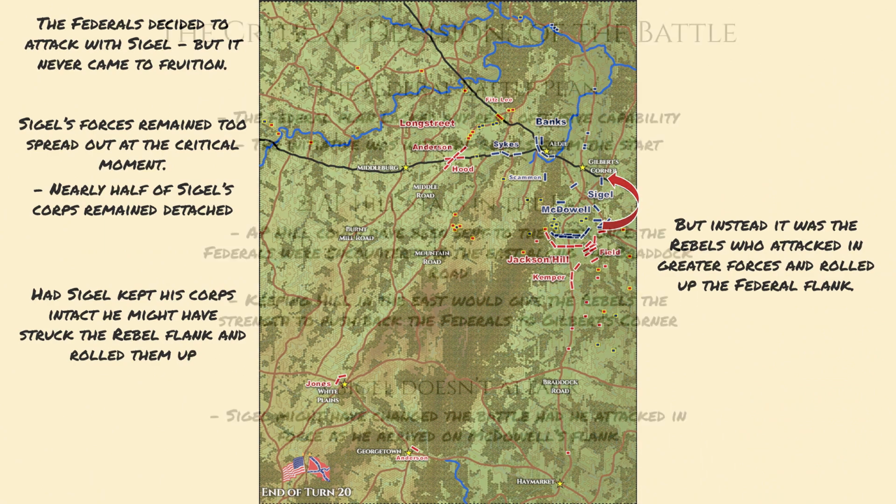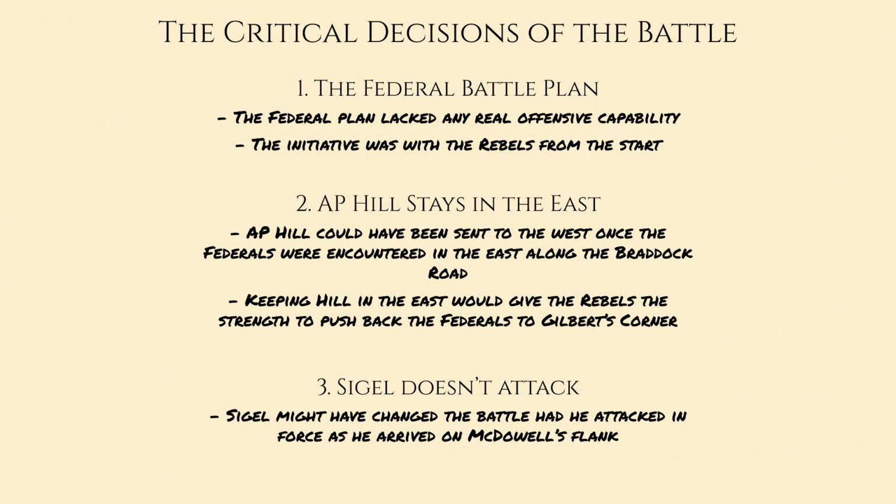So those are my 3 critical decisions of this battle. The Federal battle plan, which simply wasn't aggressive enough. AP Hill staying in the east, which allowed the Confederates to push north towards Gilbert's Corner. And the fact that Sigel didn't attack when he had a golden opportunity about halfway through the battle.